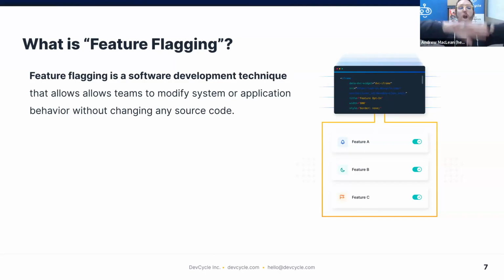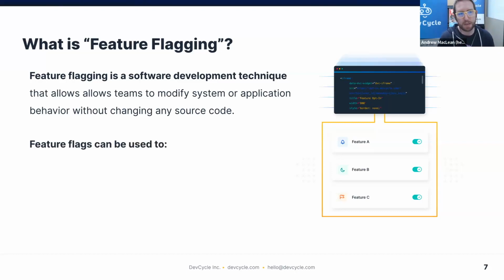At a top level, feature flagging is a software development technique that allows you to modify system behavior without having to change any of the source code. What that means is, rather than having to push new code into production to change what your application, system, or tool does, you're able to make that change without making a deployment. You're able to do it in a slightly different way that we'll look at as we go through.